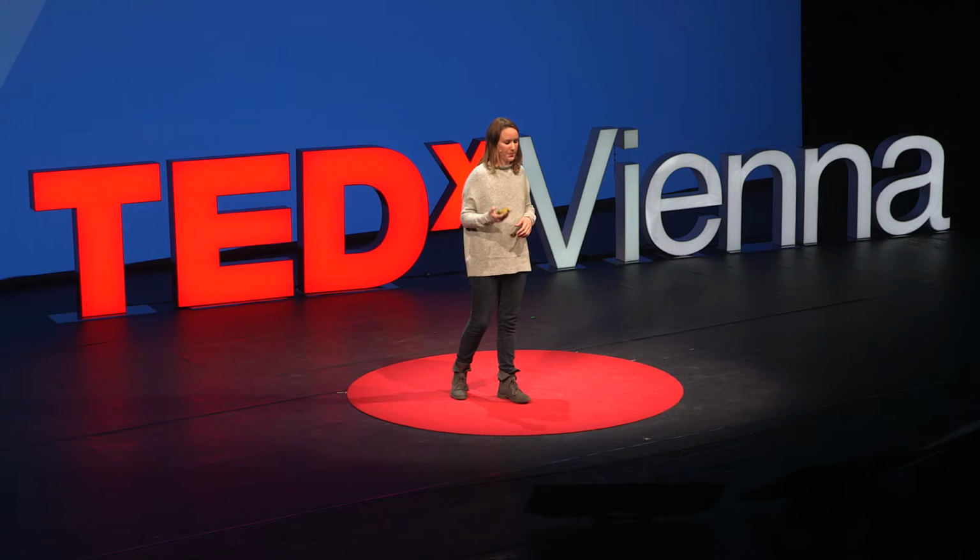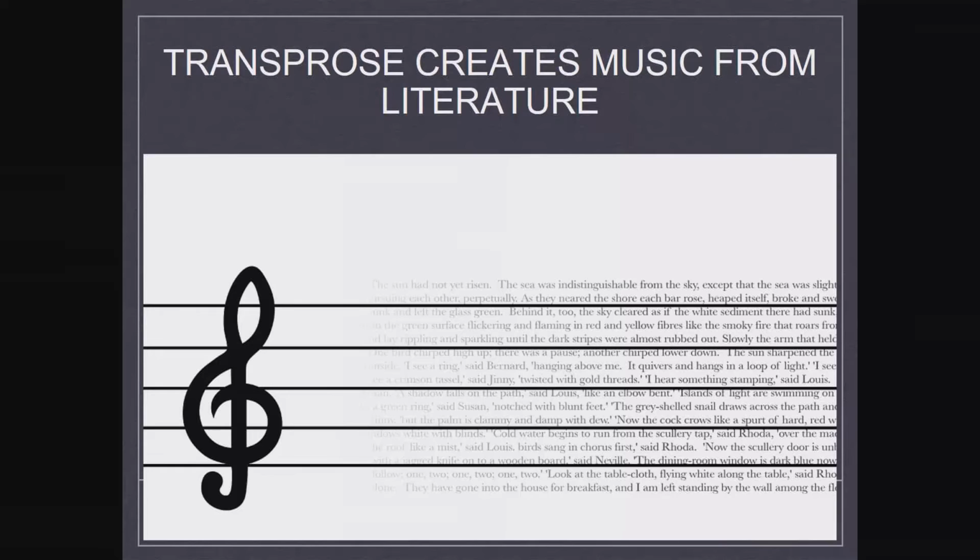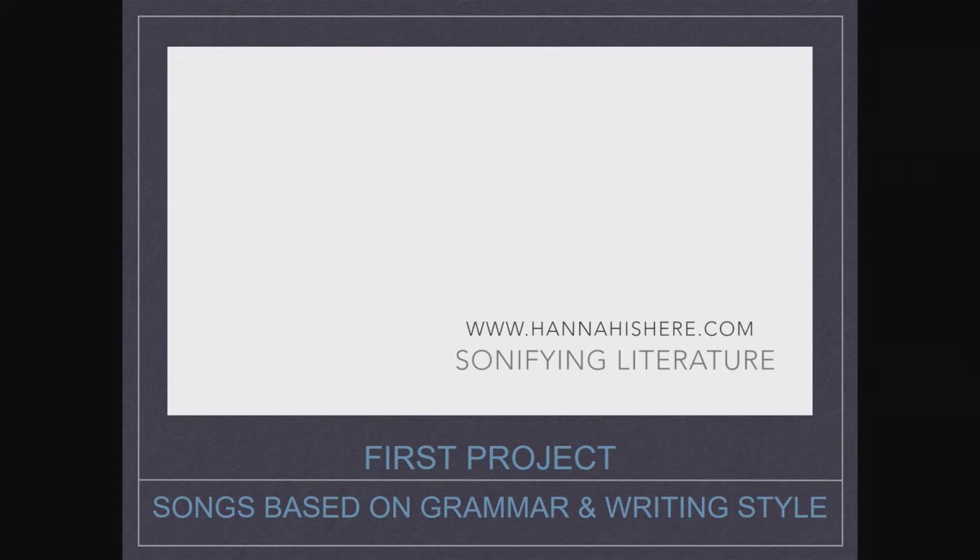So Transprose is an algorithm that creates music from literature. And it started based on a project I'd done earlier where I was translating the grammar and parts of speech and writing style of different authors into music. This was a simpler one-to-one mapping, but you can hear the difference in writing styles between these four authors.